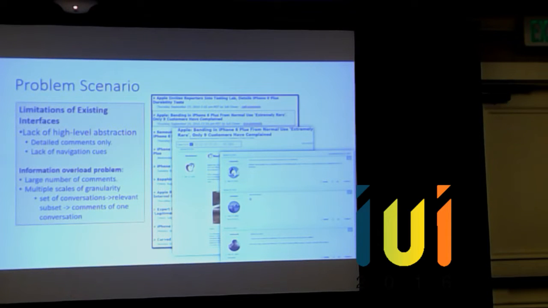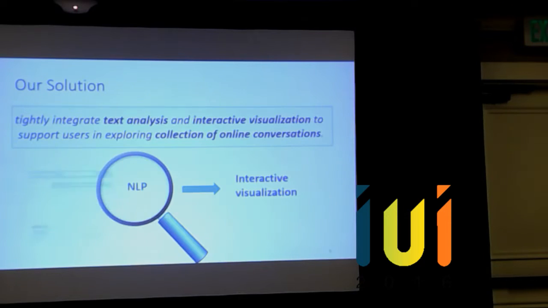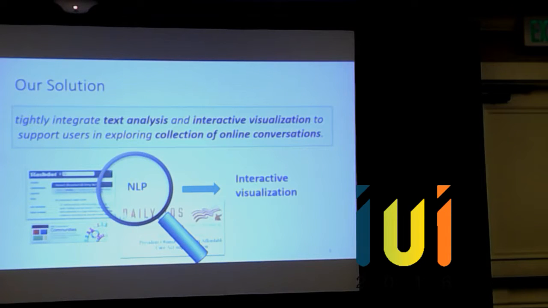Another issue here is that the user also needs to deal with different scales of granularity. At the beginning, there are a lot of conversations produced by the search query, but then the user needs to narrow down and explore a subset of conversations and eventually the subset of comments of one conversation. To deal with this problem, we try to integrate natural language processing techniques with information visualization so that the user can be better supported in exploring the set of conversations.